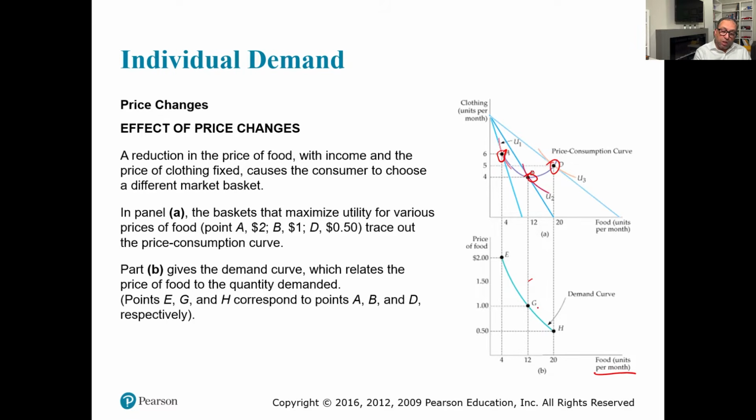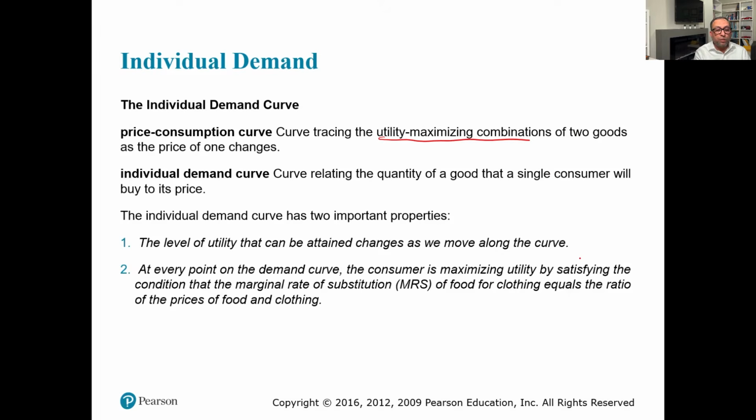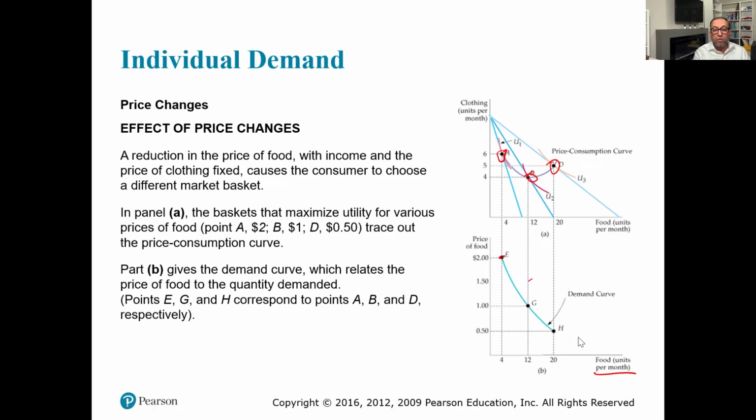As we move on this demand curve, from this point the indifference curve is U1, and at this point the indifference curve, which is higher than U1, is U2. And at point H, the indifference curve is U3. You know that an indifference curve gives us a level of utility at that point. At every point on the demand curve, the consumer is maximizing utility. So this derivation of a demand curve also reflects that the consumer is selecting the combination where his or her utility is maximized.